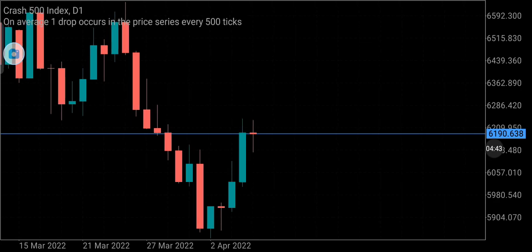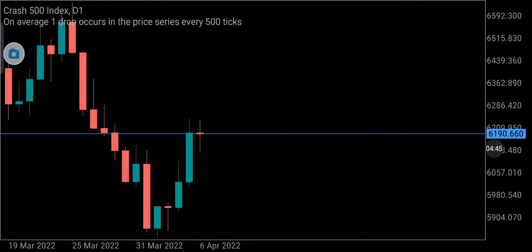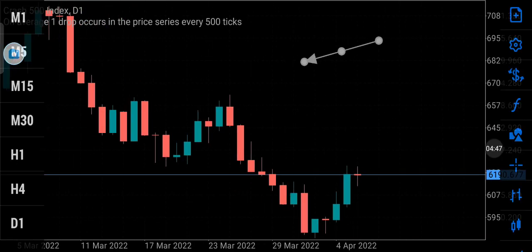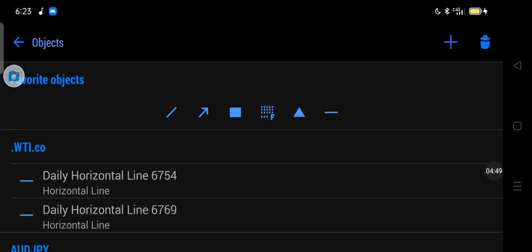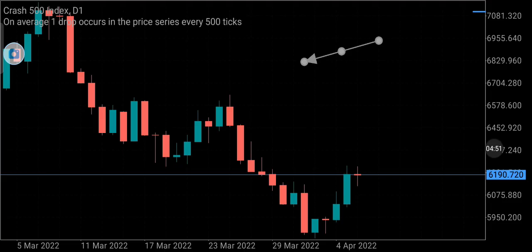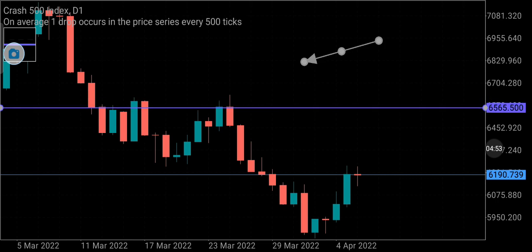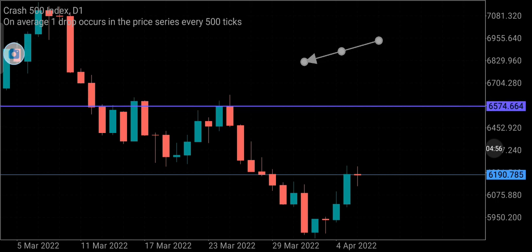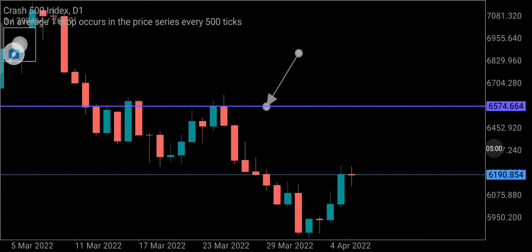The chart you're looking at is the daily time frame for the Crash 500 index, and now I'm going to be placing this on my level of resistance. Like you can see right here, that's a level of resistance. Why? Because of this level. Okay, that level, it's a level of resistance. So don't bother asking why.